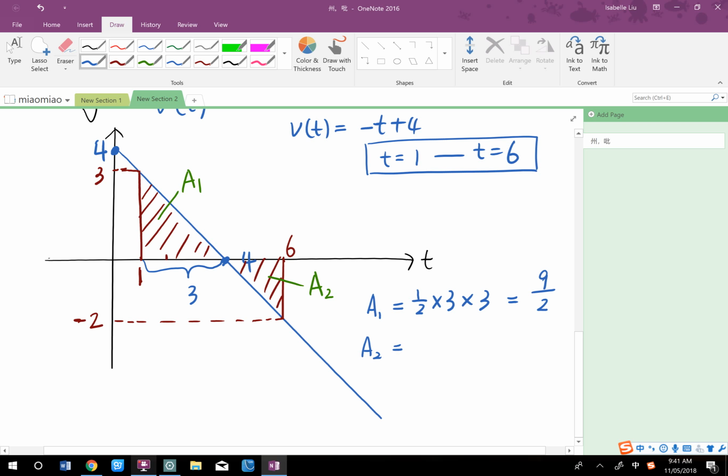And if you think about A2, A2 is a half times base, which is 2 here, 4 to 6, times another 2, which is the height. We have calculated the height here, which is 2 units. Don't talk about the negative yet, we just multiply this. And we have 2. The area for that one is 2.